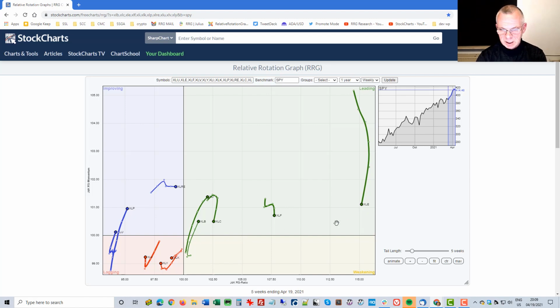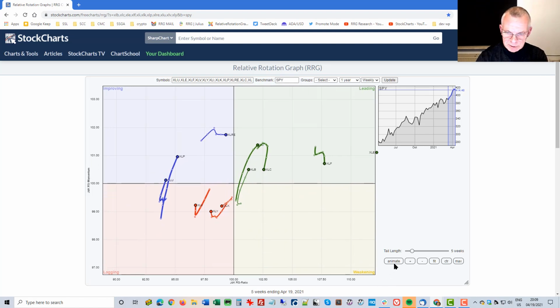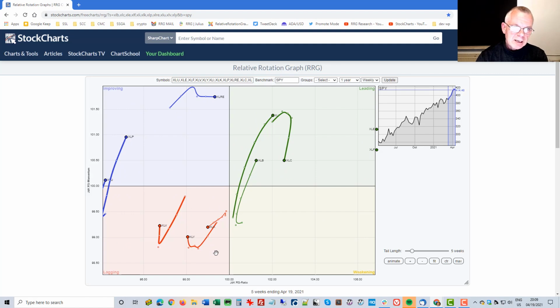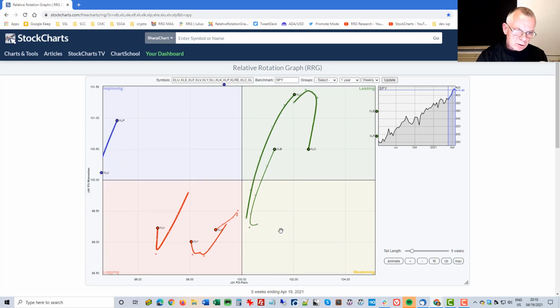So it's a thick tail. XLB is very close to the center of the chart. So if we zoom in there, you see that it is much thinner. And so is, for example, here, technology, XLK, which is also pretty close to the center of the chart.